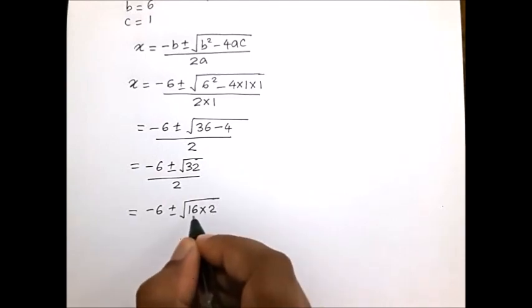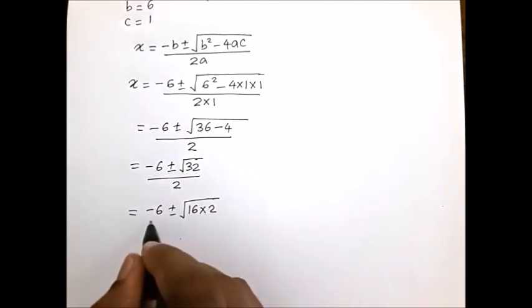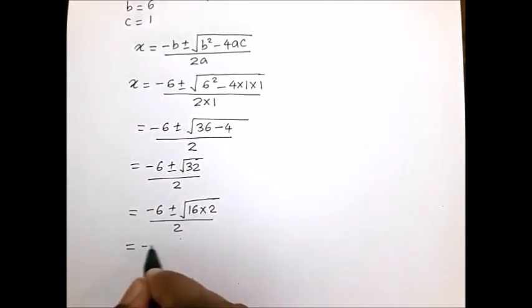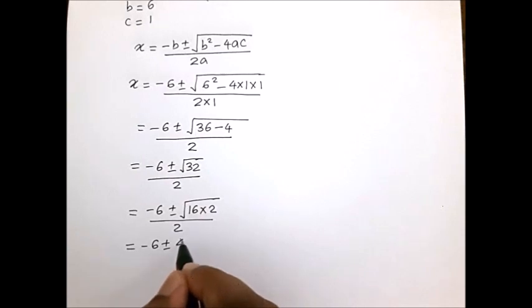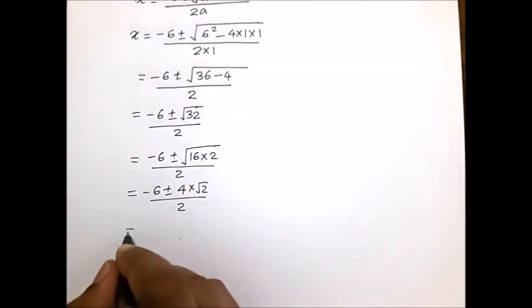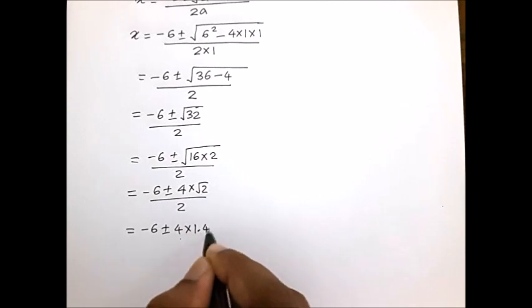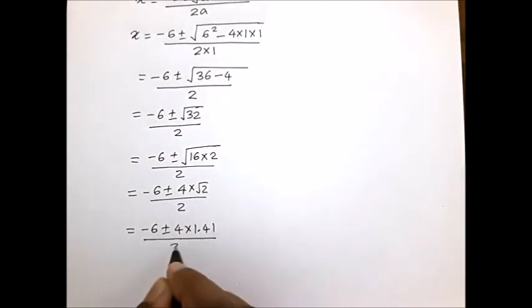16 is a square number and we know the value of square root 2. It is given in the question. Divide by 2. Square root 16 is 4. 4 multiplied by square root 2. Divide by 2. Now substitute the value of square root 2 here. It is 1.41. Divide by 2.